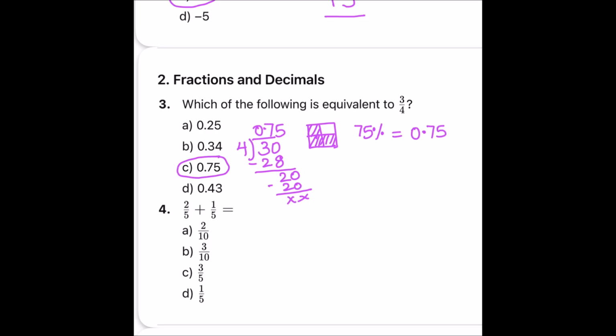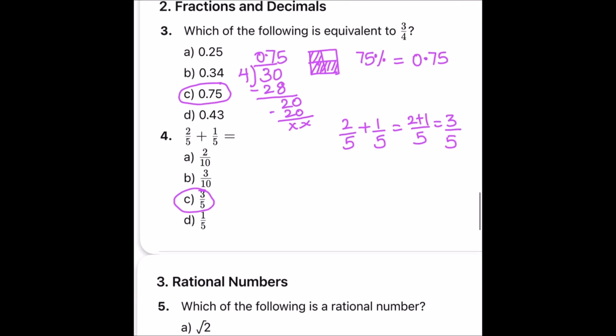The next one is we have to add the two fractions, 2/5 plus 1/5. This is easy. These are like fractions where the denominator is the same, which is 5. So the numerators we can add directly, which is 2 plus 1, and that gives the answer as 3/5. So our answer will be C, which is 3/5.